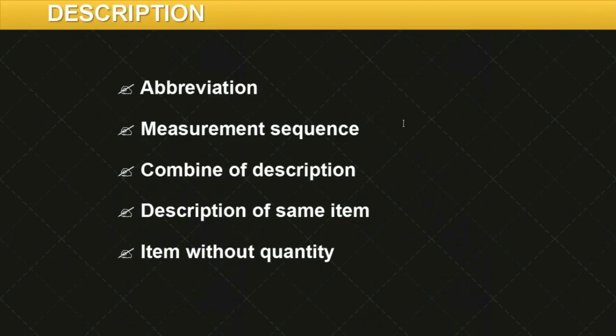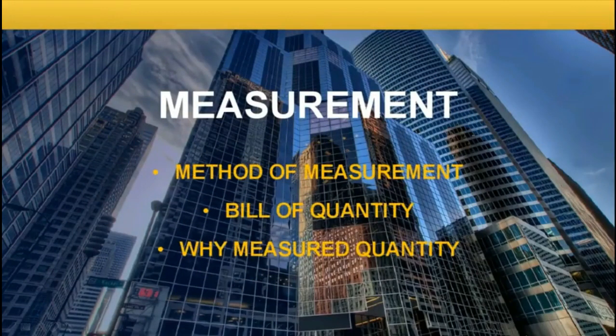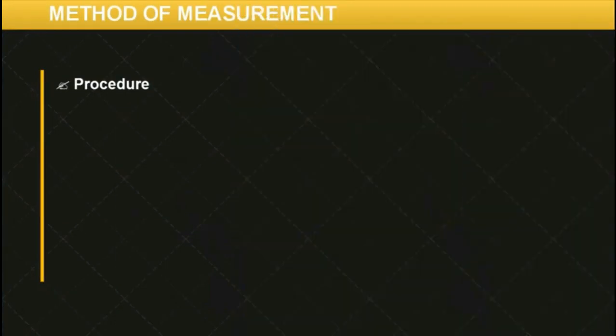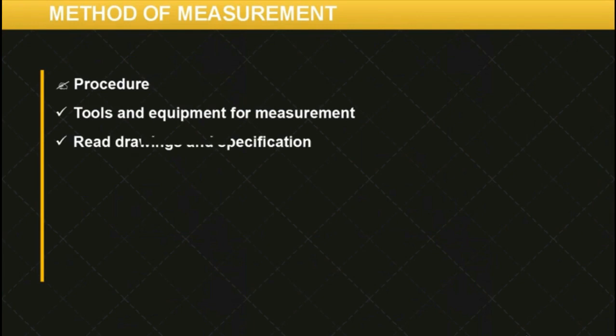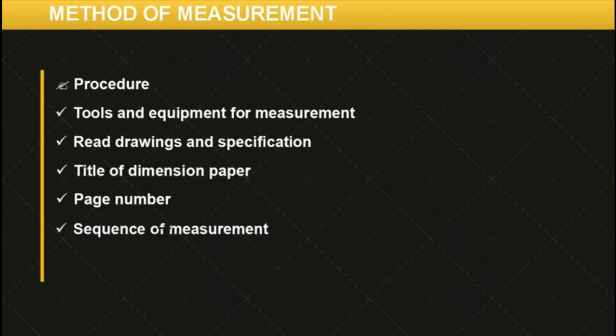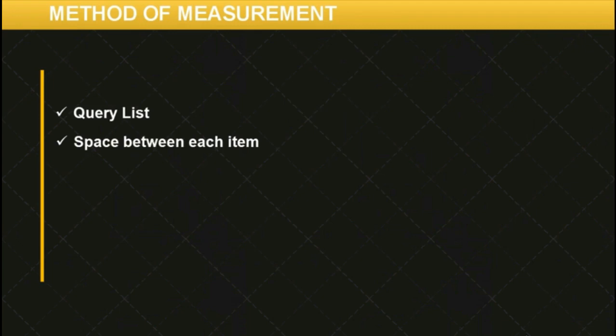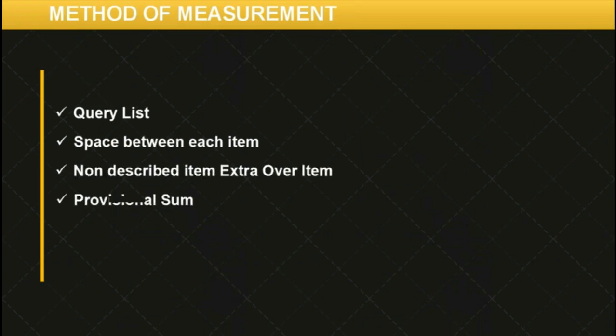For description, it contains abbreviation, measurement sequence, combine of description of same item, and item without quantity. Next, I'm going to talk about method of measurement, bill of quantity, and why we should measure quantity. There are several procedures that we should take into consideration in the method of measurement. There are tools and equipment for measurement, read drawings and specification, title of dimension paper, page number, sequence of measurement, list of measurement, query list, space between each item, non-described item, extra over item, provisional sum.